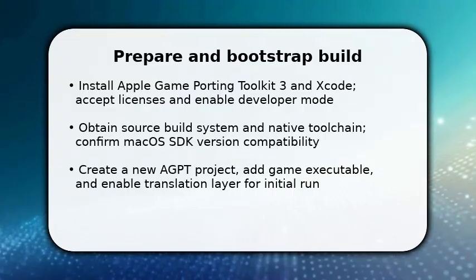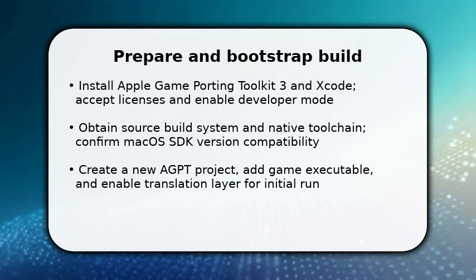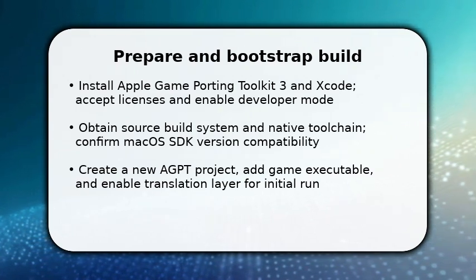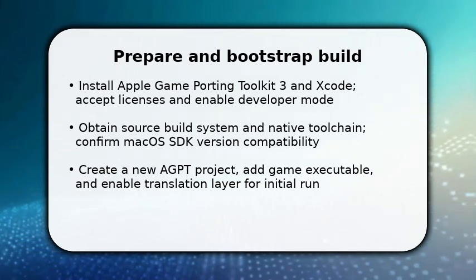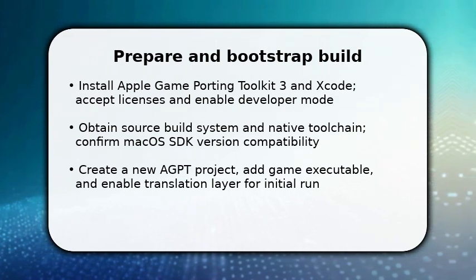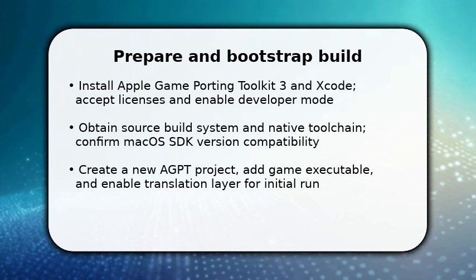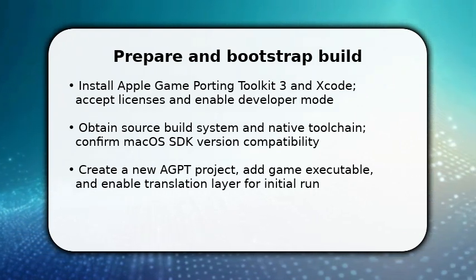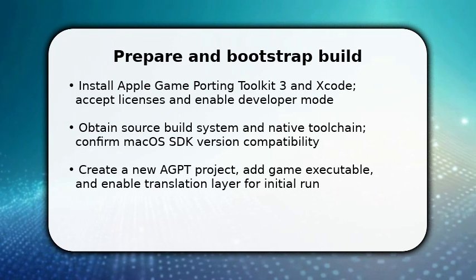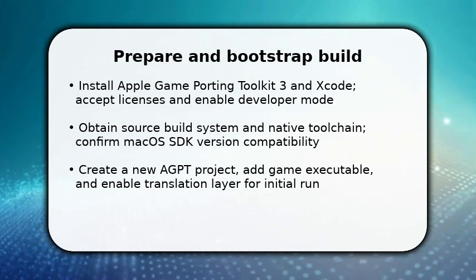You start by installing Apple Game Porting Toolkit 3 in Xcode, then enable developer mode so tools can run. Once done, get the game's source or binary and confirm the Mac OS SDK matches dependencies. This avoids ABI surprises. Next, create a new ACT project and import the executable or main binary.